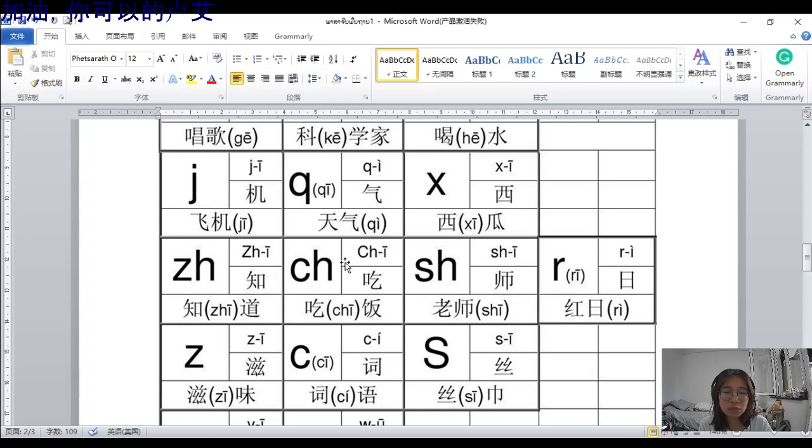But this part, right, as you see, zi, si, zhi, shi, this one, both of these pronunciations are almost the same. How to pronounce them is almost the same, but you need to practice more and more. Especially if you have a Chinese friend, they're going to tell you which one is correct and which one is not correct.